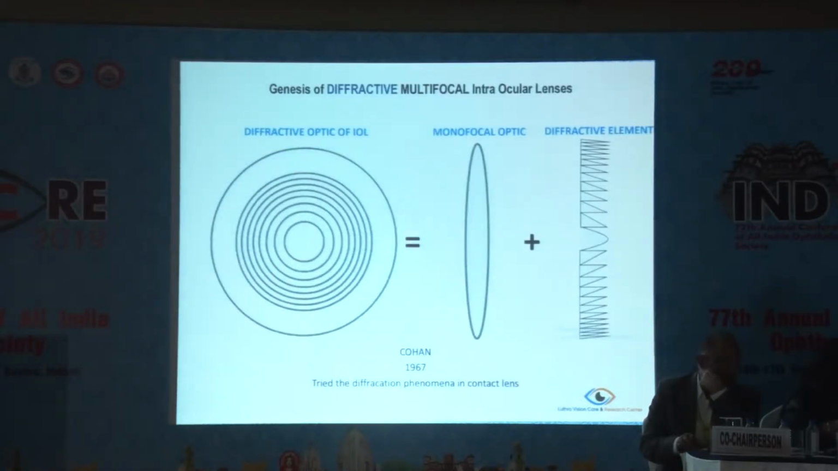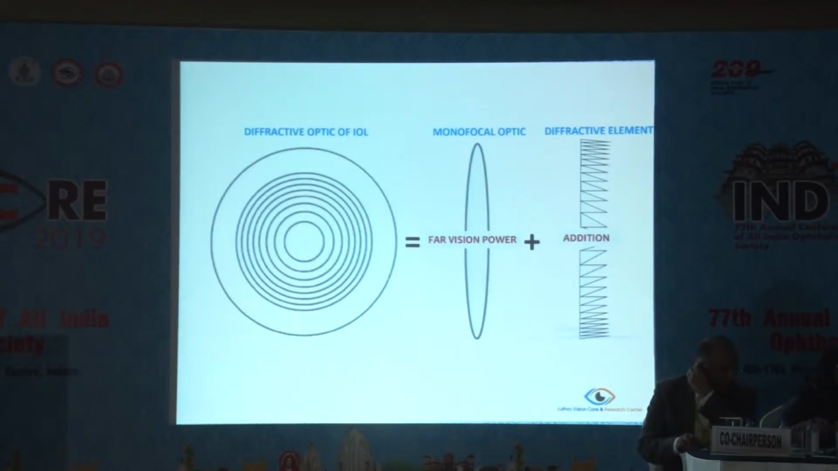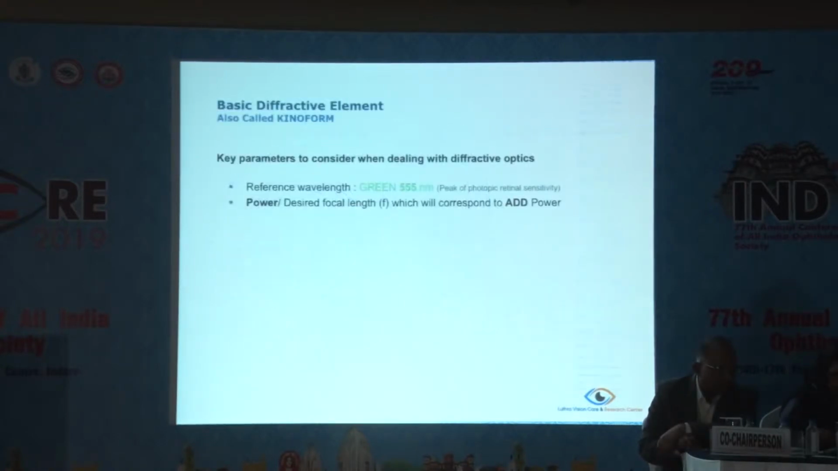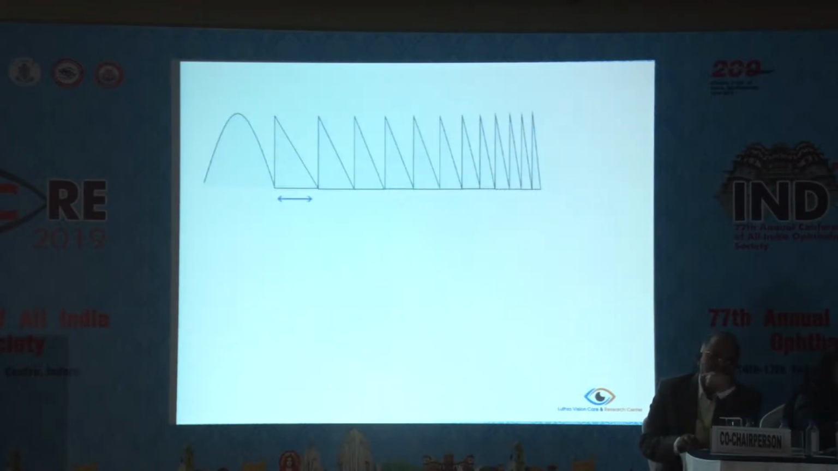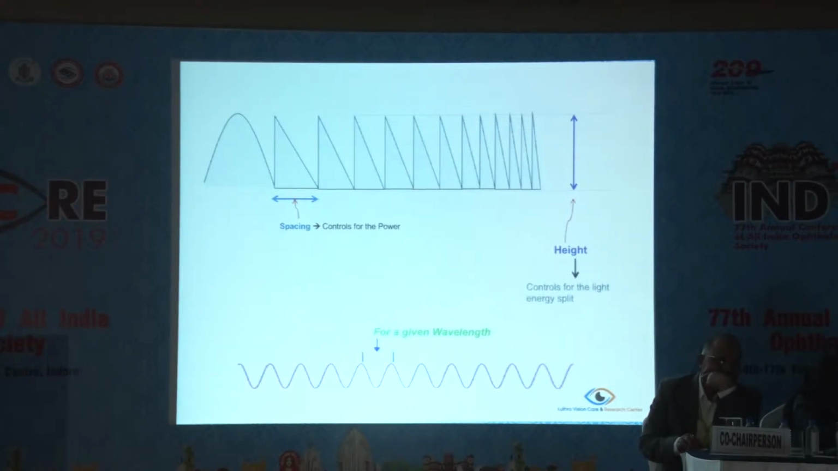This is how the genesis of the diffractive multifocal looks. It has two elements, a monofocal element and a diffractive element. The monofocal corresponds to the far vision power and the diffractive element to the addition. The monofocal part can be toric for corneal astigmatic corrections. I'll be referring to the green wavelength, 555 nanometers, and the power by desired focal length is the add here. The spacing of this graph controls the power and the height controls the light energy split for a given wavelength.